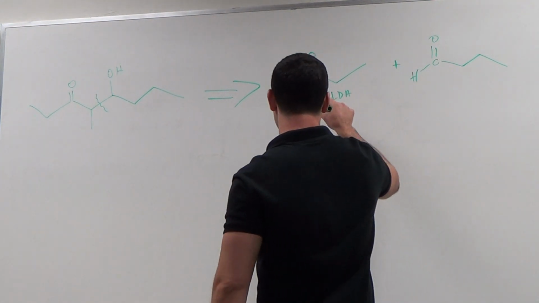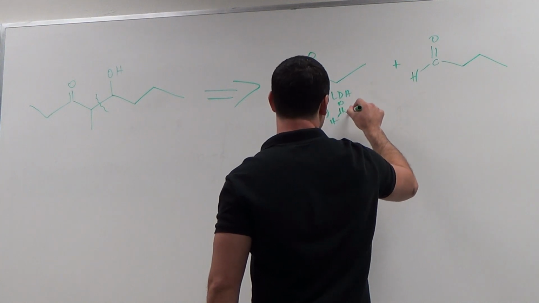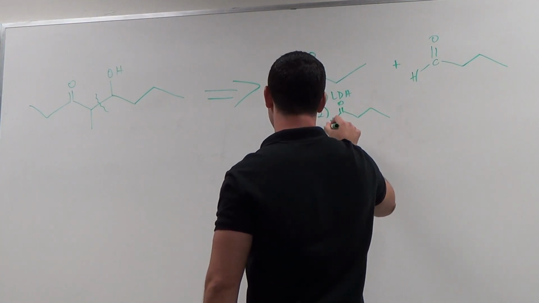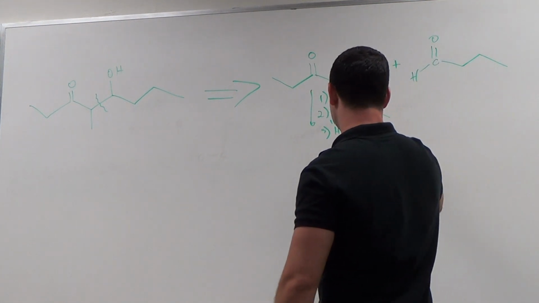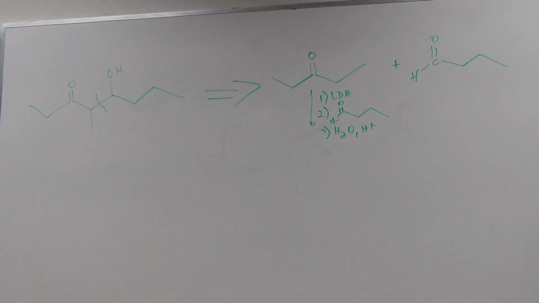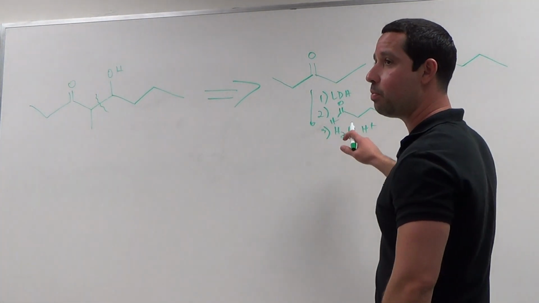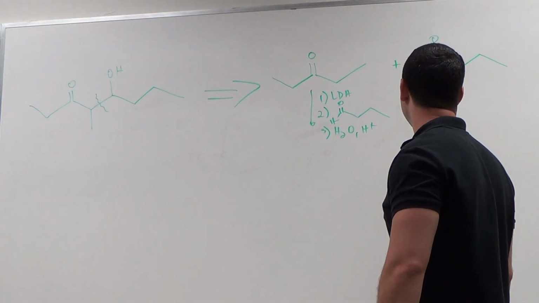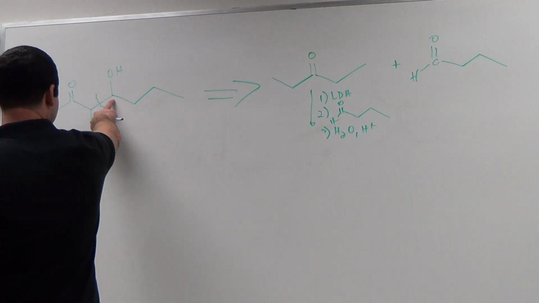So that's LDA. In the second step, what do I add? In the second step, I added that. And in the third step, H2O. Fine. Is that good? If I heat this bad boy up, what are you going to get? Double bond. Very good. Alpha beta unsaturated.